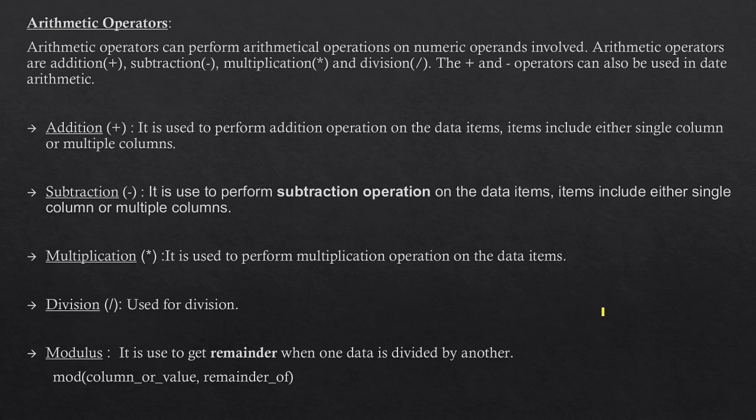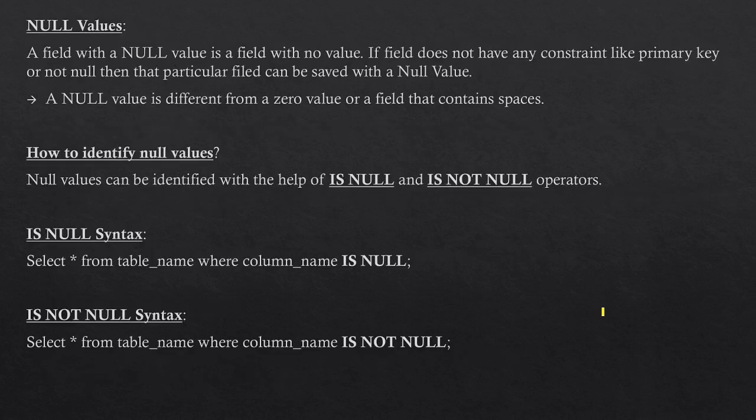Now let us study about null values in SQL. A field with a null value is a field with no value. If a field does not have any constraint like primary key or not null constraint, then that particular field can be saved with a null value. A null value is different from a zero value or a field that contains spaces.